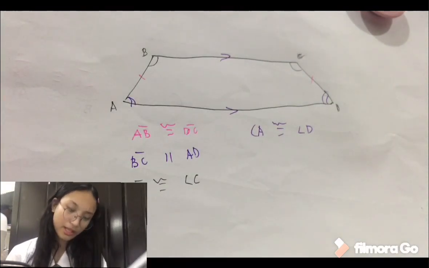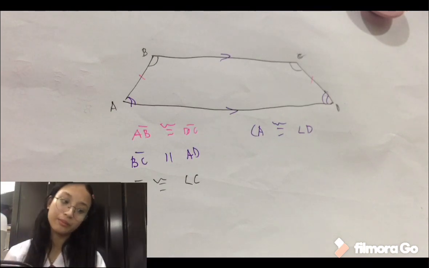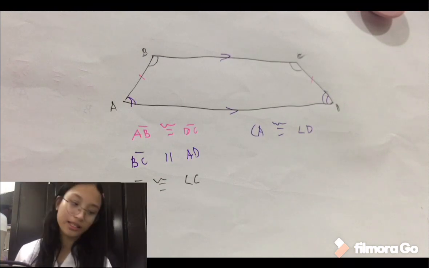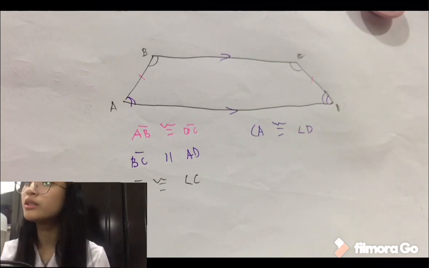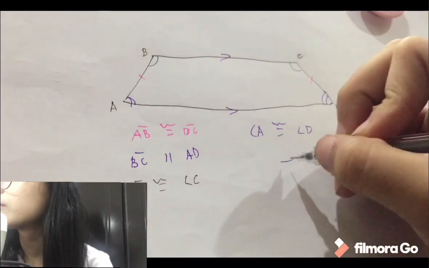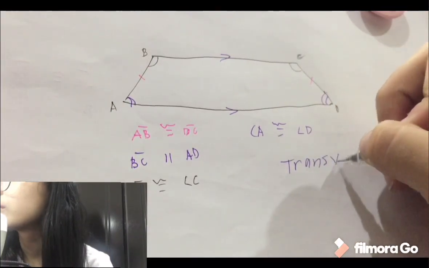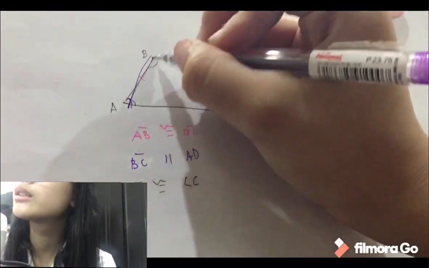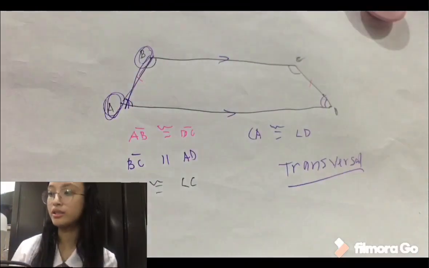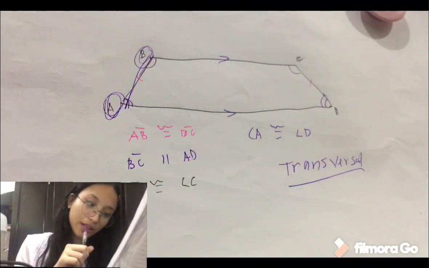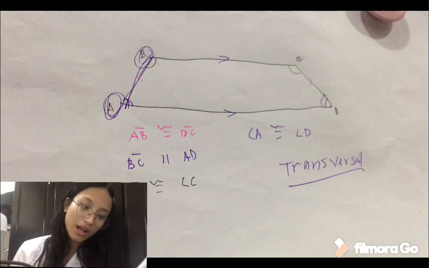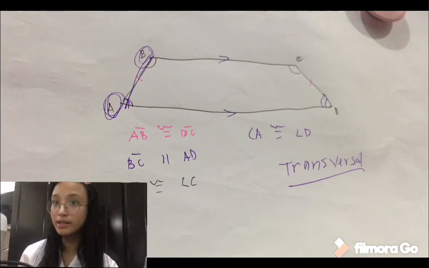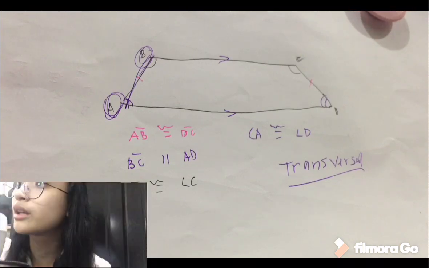Now because the lines are parallel, BC is parallel to AD, you can see that AB is a transversal. As a result, these two angles are same side interior angles, and those angles are supplementary.